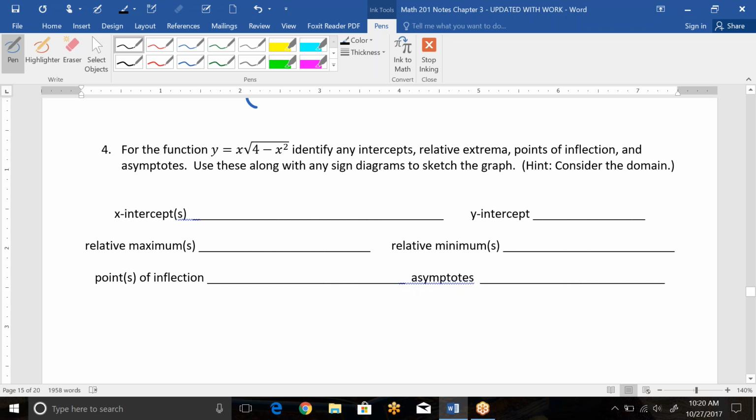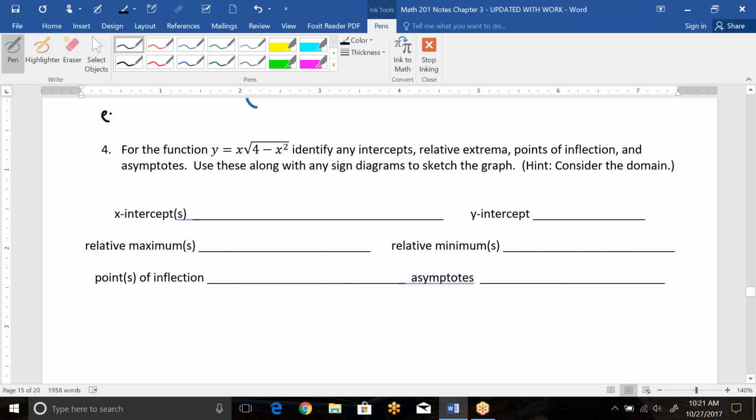You get asymptotes when you have x's in a denominator of your original equation. So the very last one we're going to do in this video will have that situation. And we want to use all of this information along with any sign diagrams about the first and second derivative to sketch the graph.